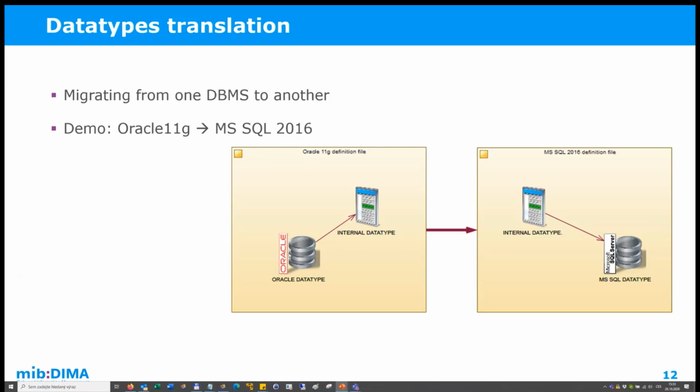So how PowerDesigner handles this translation is that it translates the Oracle data type into kind of an internal data type. This internal data type is transferred without any change from one model to another, to the Microsoft SQL 2016 in my example. And there the internal data type is translated to the Microsoft SQL data type. So this translation is already built into the PowerDesigner standard definition files. We have to take into account two definition files, and I will show you how we can modify it.